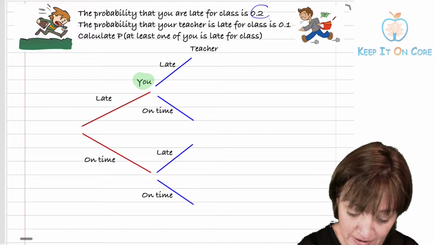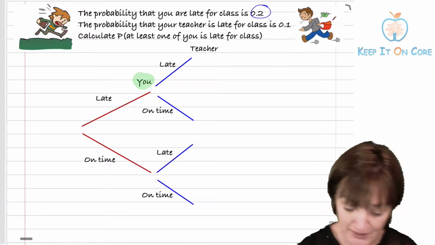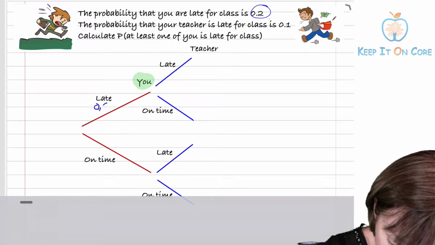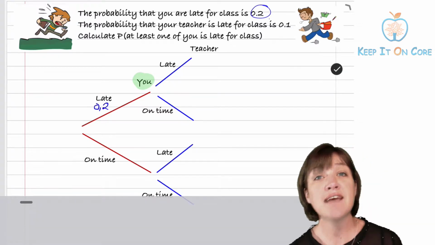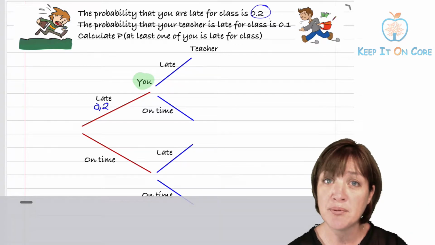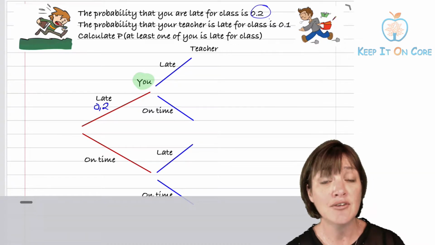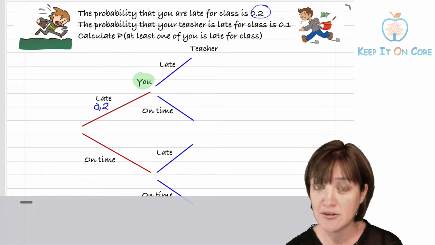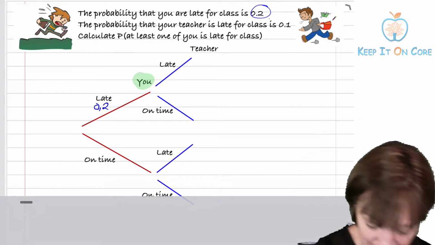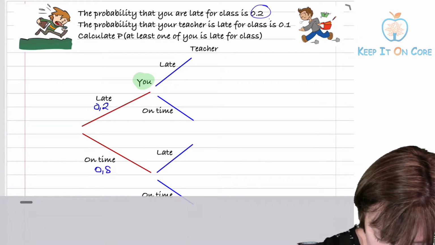So if there's a 0.2 chance of you being late, you're going to fill that on your tree diagram on this arm over here, which is your late arm. Now, if there's a 100% chance of you either being late or on time, if 0.2 is your late, then 1 whole minus 0.2 is giving you the balance, which is leaving you with your on time probability. And that's giving you 0.8 over there.